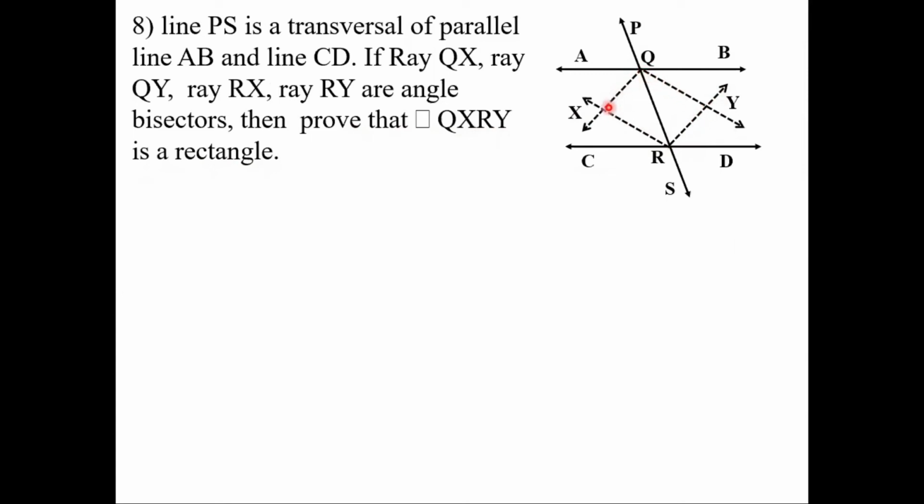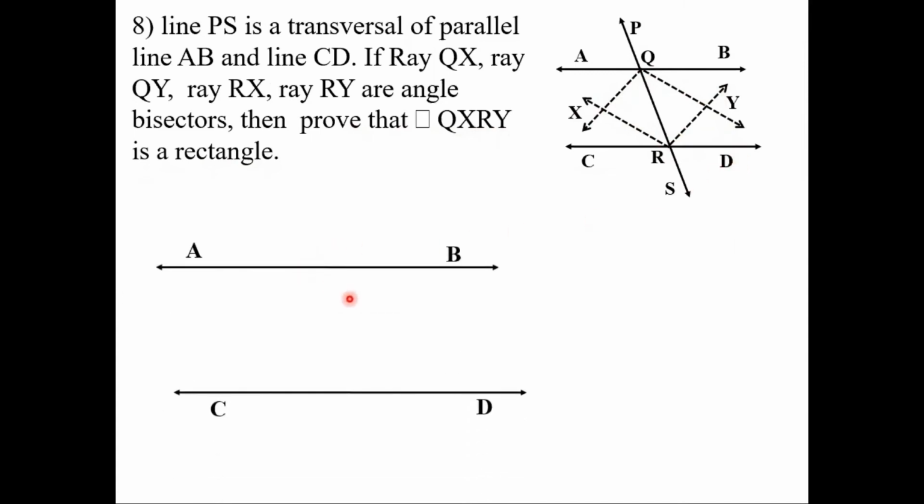QXRY is a rectangle. Now you cannot understand directly from the diagram, so I'm going to draw a split-up of the diagram and step by step try to understand it. So here AB is parallel to CD, and PS acts as a transversal. It intersects AB at Q and CD at R. They have the first angle bisector QX.